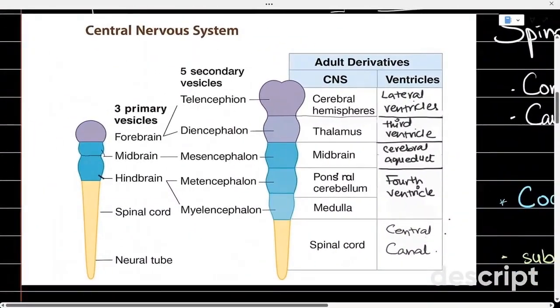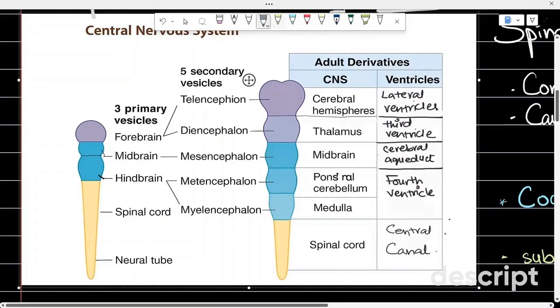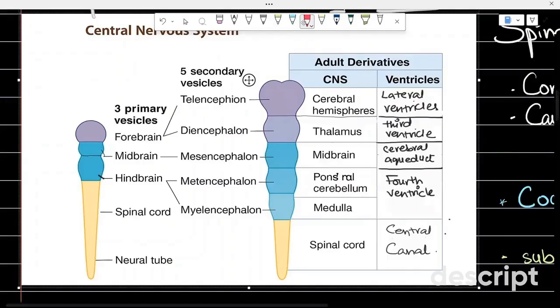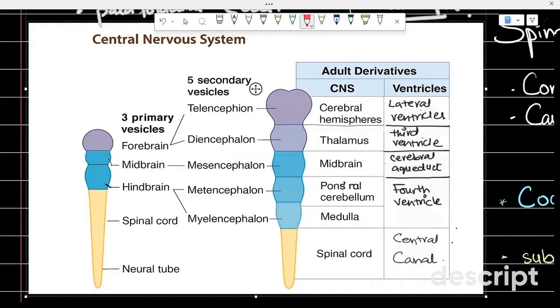Now coming to this part, this is the neural tube, which then further develops into 3 primary vesicles and then 5 secondary vesicles. The forebrain, which will be the cerebral hemisphere and thalamus, is firstly developed as prosencephalon. Prosencephalon is then further divided into telencephalon and diencephalon. Then the midbrain is mesencephalon. Again, the midbrain will be formed from it. The hindbrain has pons, cerebellum and medulla. It is formed by metencephalon and myelencephalon.